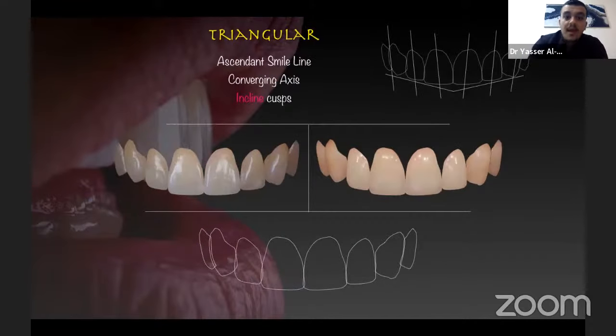And the triangular, the smile line is equal to the lower lip, with converging axes, which means we have these converging axes, not diverging axes, which we look for as we mentioned in the smile design, and an inclined cusp, which means the cusp of the canine is inclined.